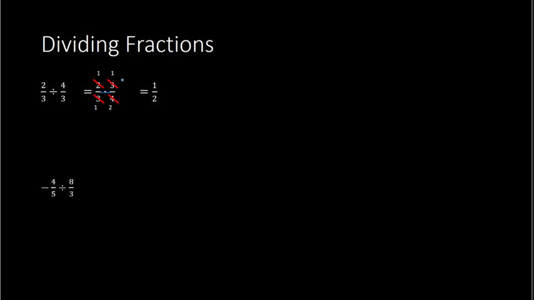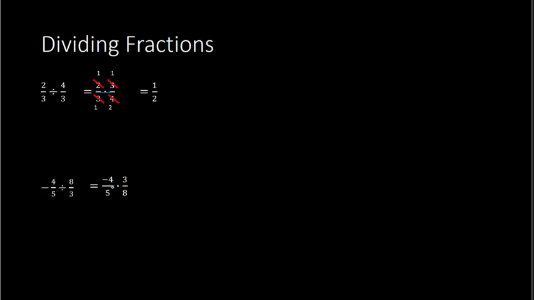Now if you had negative 4 over 5 divided by 8 over 3, I can begin by thinking of this negative as being either with the 4 or the 5. It doesn't matter. So we'll put it with the 4 just because. And then when I divide by 8 over 3, that is the same thing as multiplying by 3 over 8. So I now have negative 4 over 5 times 3 over 8.